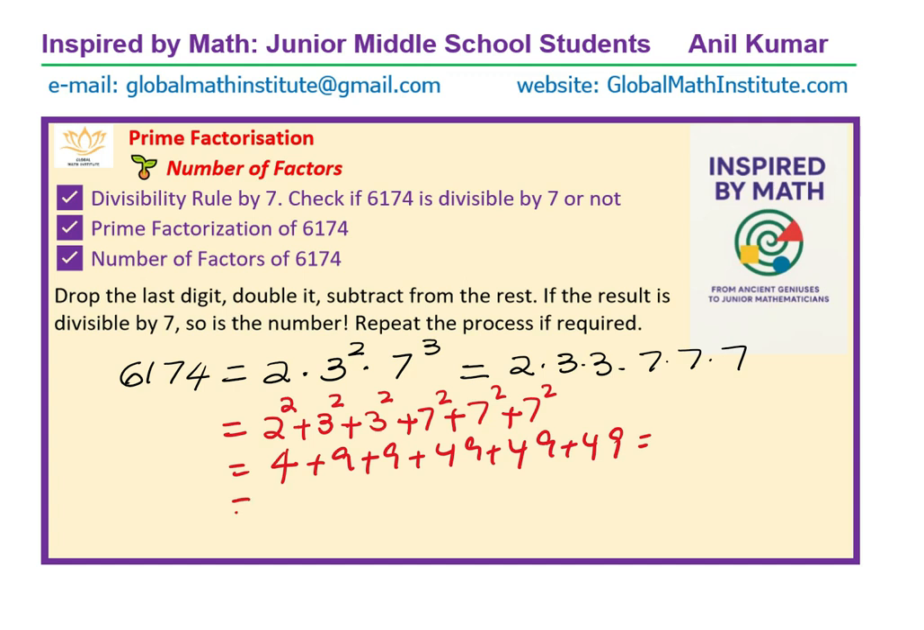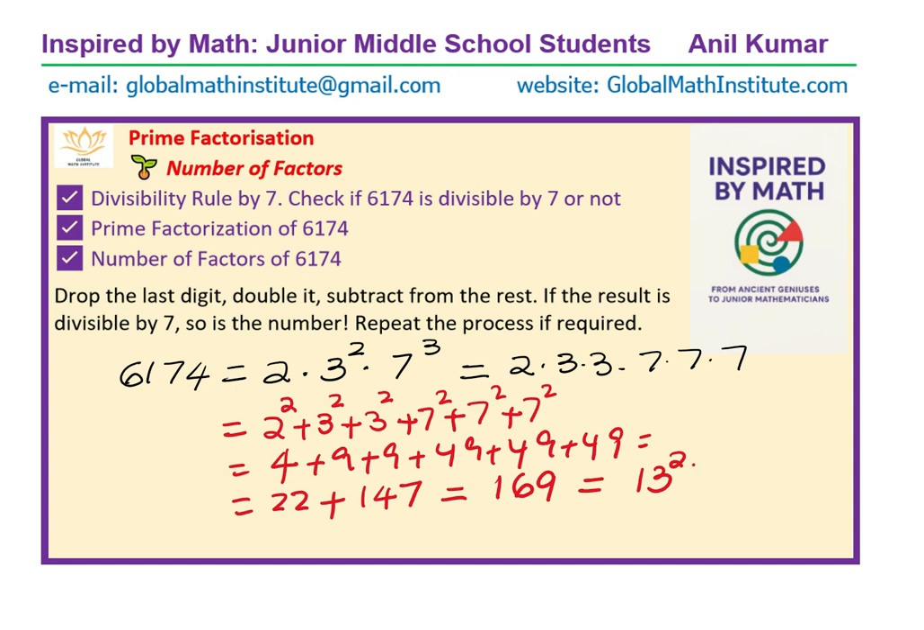Okay, so let me do it step by step. So we'll do this first: 9 and 9, 18, plus 4 is 22, right? So 22 plus three 49s. So 50 times 3 is 150. So I'll reduce 3, right? So 150 minus 3 will be 147, right? So that gives us 22 plus 147, which gives us 169. You see, 169 is 13 square. See the beauty of this number.